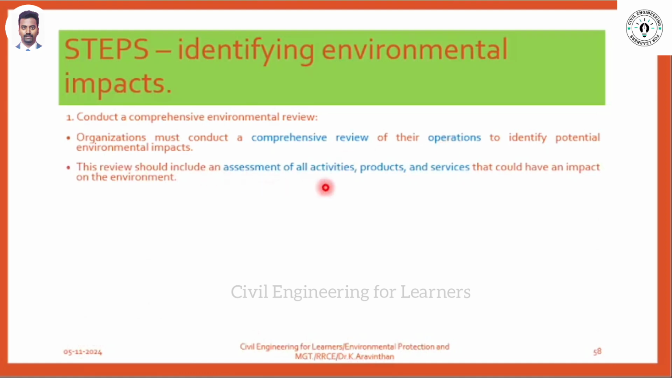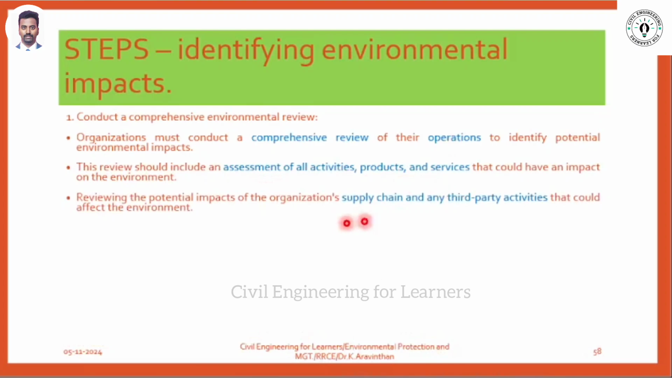Assessment for activity, product and service has to be done. Supply chain and other third party activities. What is supply chain? After producing, it has to be supplied to all the consumers. How you supply, how many distributors you are hiring, or how you are distributing to your customer. Then from the customer, how you take back your product. This also comes under the supply chain activities.